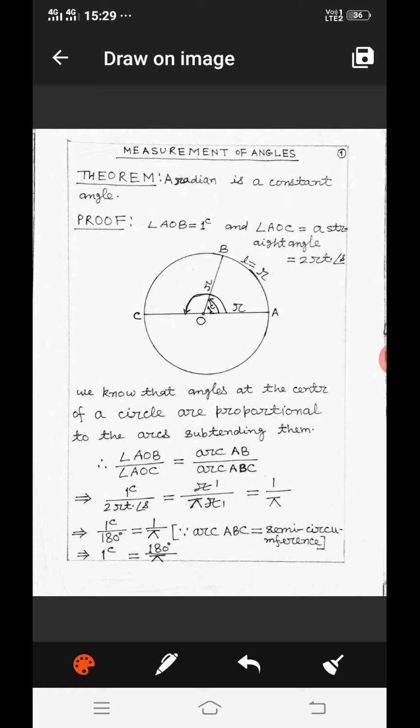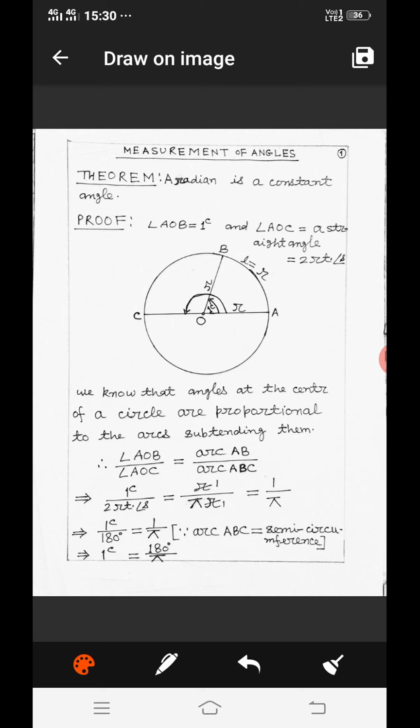In lecture 1, I had already discussed systems of measuring angle. That is, there are two systems of measuring angles: first, the sexagesimal system, and second, the circular system. Now I will discuss two theorems related to radian measure.